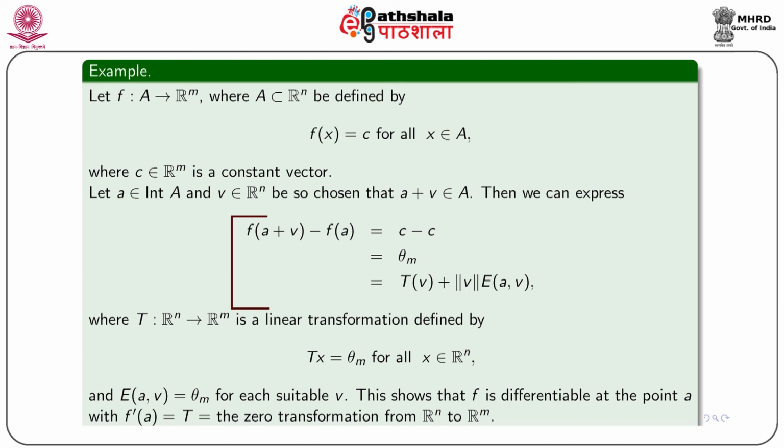Now, our task is to express this as T(v) plus norm v times E_a(v), where T is a linear transformation and E_a(v) tends to the 0 vector faster than v. So, we can define T from R^n to R^m by T(x) equal to θ_m for every x in R^n. Clearly, T is a linear transformation. Also, let E_a(v) equal θ_m for each suitable v. With this, we can show that f is differentiable at the point a with f'(a) equal to T, equal to the 0 transformation from R^n to R^m.